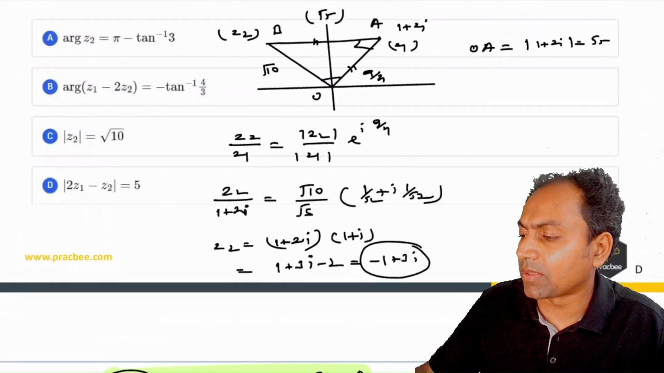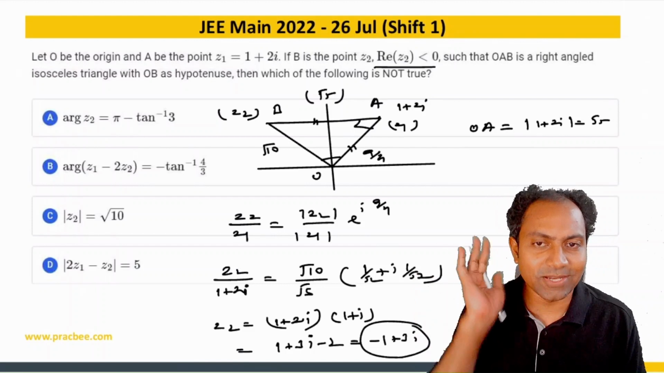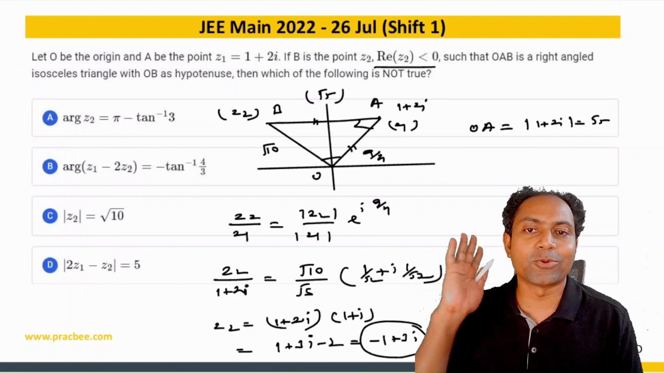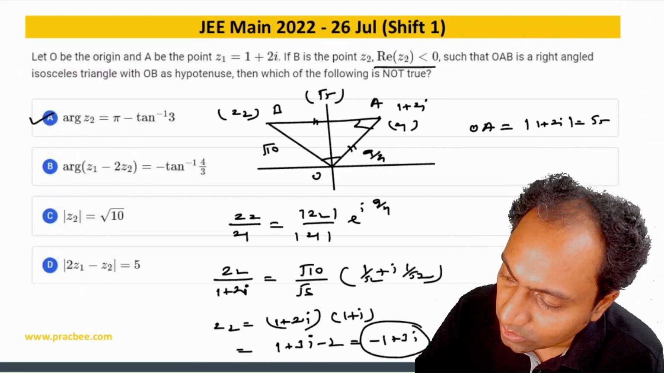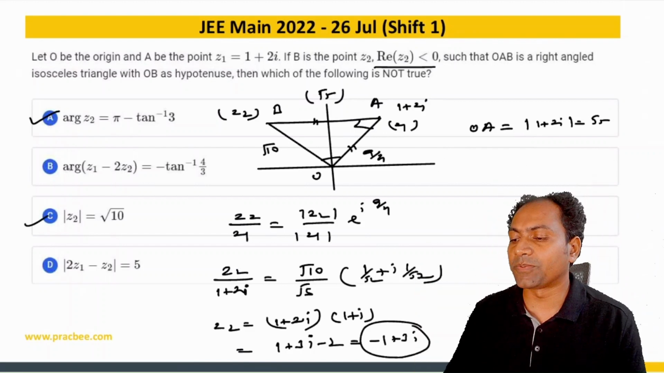it is in line with what is given in the question, that it needs to be in the second quadrant. So it is there in the second quadrant. So by doing this, you have found the value of Z2. Now all we need to do is basically check the options. So if you find the argument of Z2, option A comes out to be correct. This is fine. If you find mod of Z2, option D is also correct.